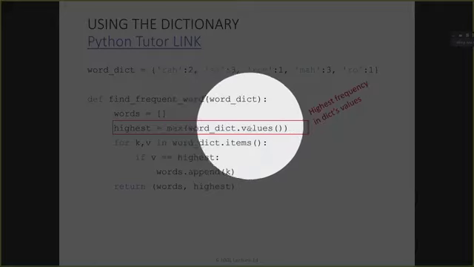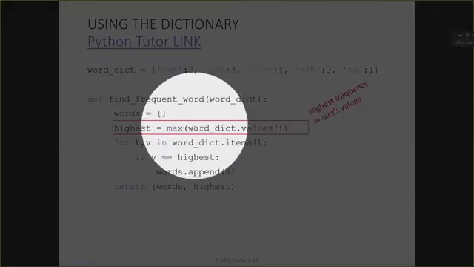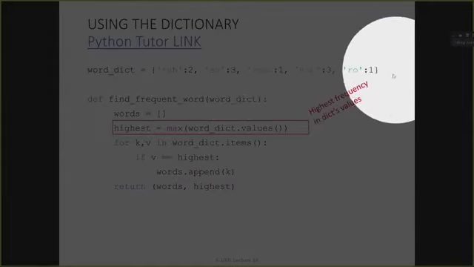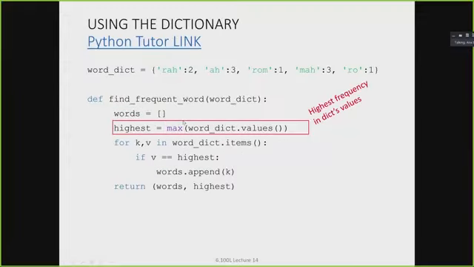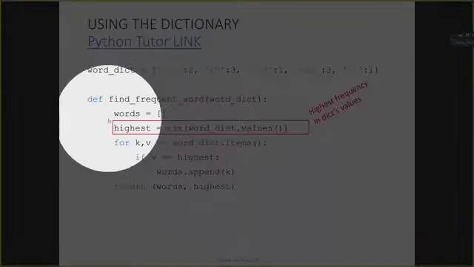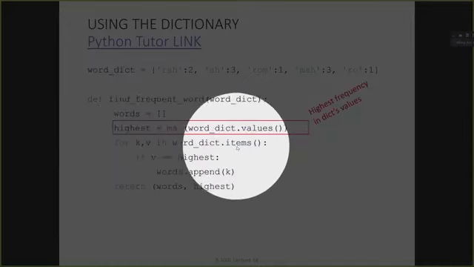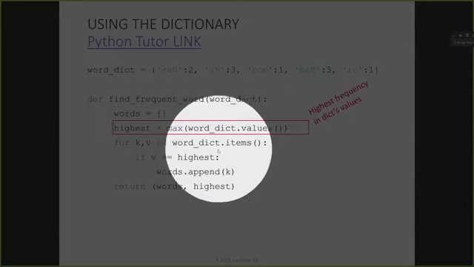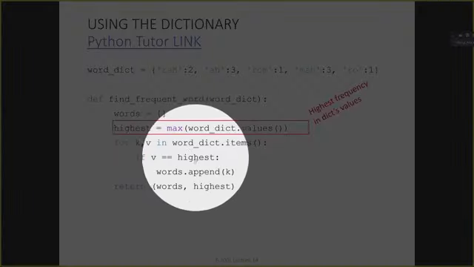So here I'm using this .values function on my dictionary to grab for me all of the values in my dictionary. So this will be kind of like the list 2, 3, 1, 3, 1. And then I'm running the max function on that list. So max of this list of numbers gives me the maximum value in that list, the 3. So highest now has the integer value 3. And now all I need to do is iterate over my entries in my dictionary. Right? So this is k, v in the items. And all I'm checking now inside this iteration is if the value is equal to the highest.